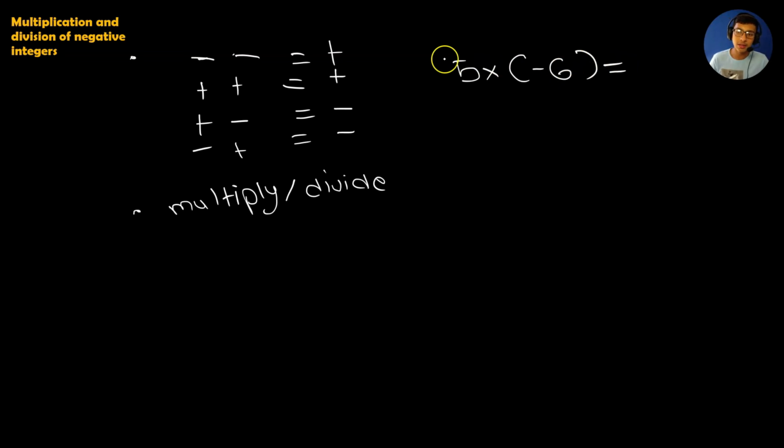So here we have a positive 5 times negative 6. What we need to do is find the sign: a plus 5 and a negative 6, so a positive and a negative equals a negative. We write that symbol in our answer, and then we simply multiply. 5 times 6 equals 30, and so our answer equals negative 30.